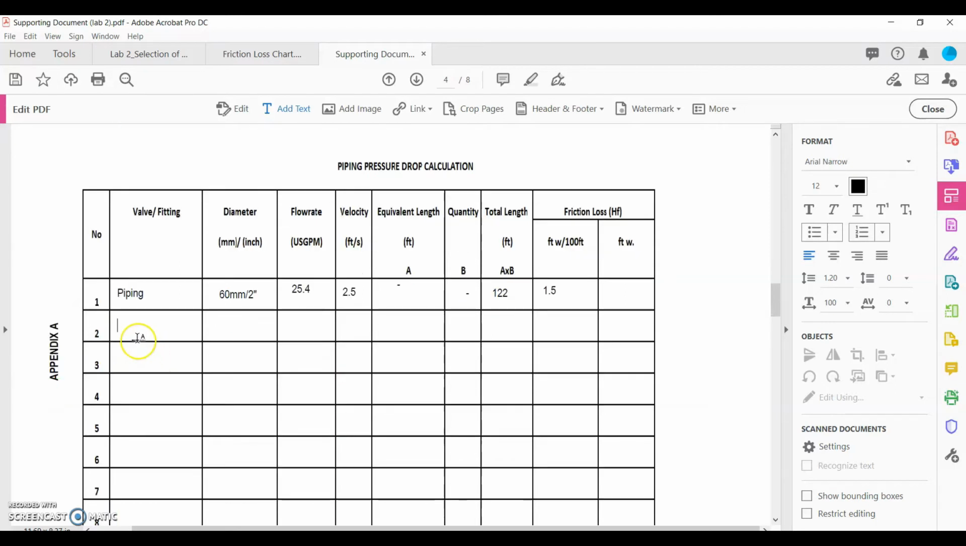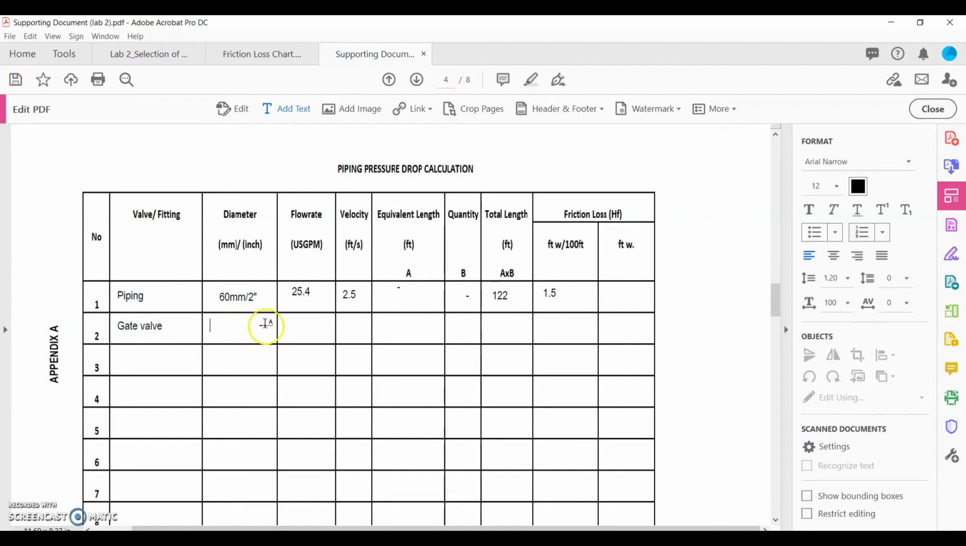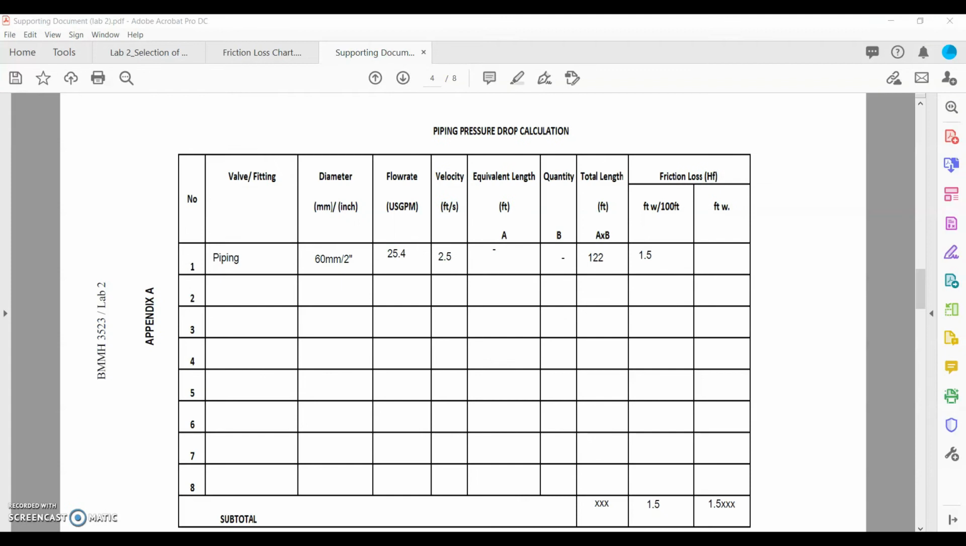Second one, so what are the fittings that are involved in the piping? So, first one, okay, let's say you have a gate valve. For the diameter of your gate valve, please find it in the supporting document. So, flow rate is just a dash, no data here. And also velocity is no data here.